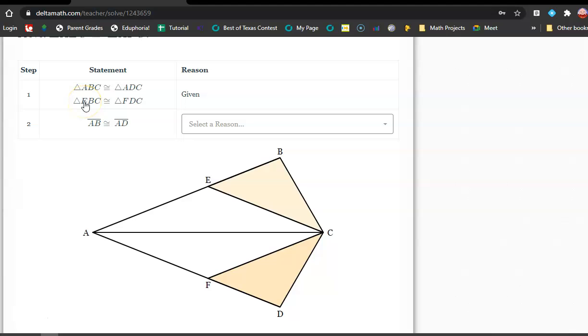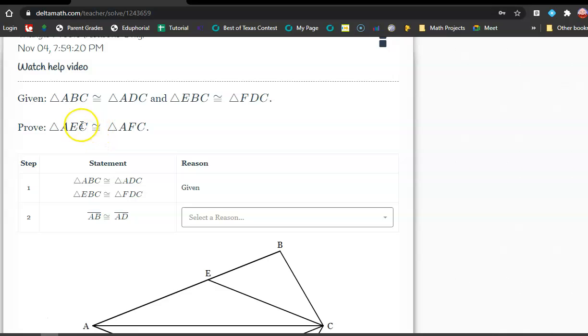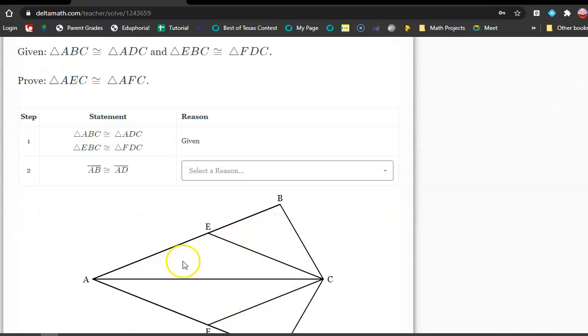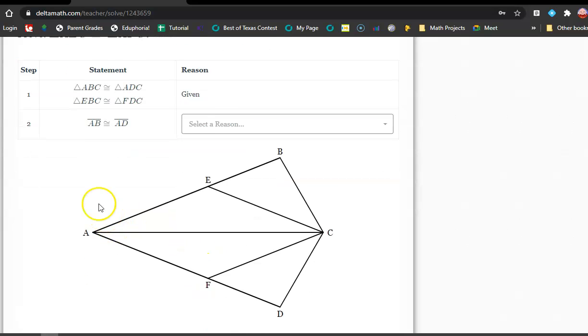That would be those two. Okay, so I know the whole big thing's congruent. I know that's congruent. I want to prove that the little triangle, AEC, is congruent to that triangle. Well, in order to do that, I have to have three things, right?